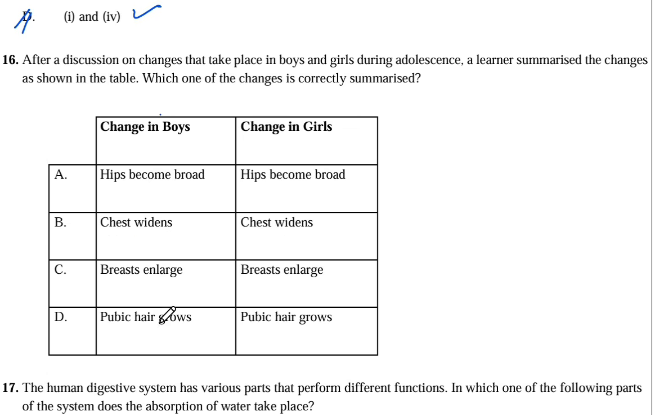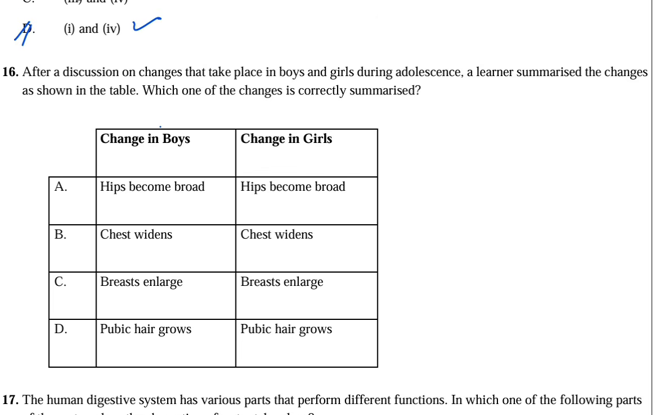Continue to question number 16. After a discussion on changes that take place in boys and girls during adolescence, a learner summarized the changes as shown in the table. Which one of the following changes is correctly summarized? So here we have 2 columns, change in boys, change in girls.